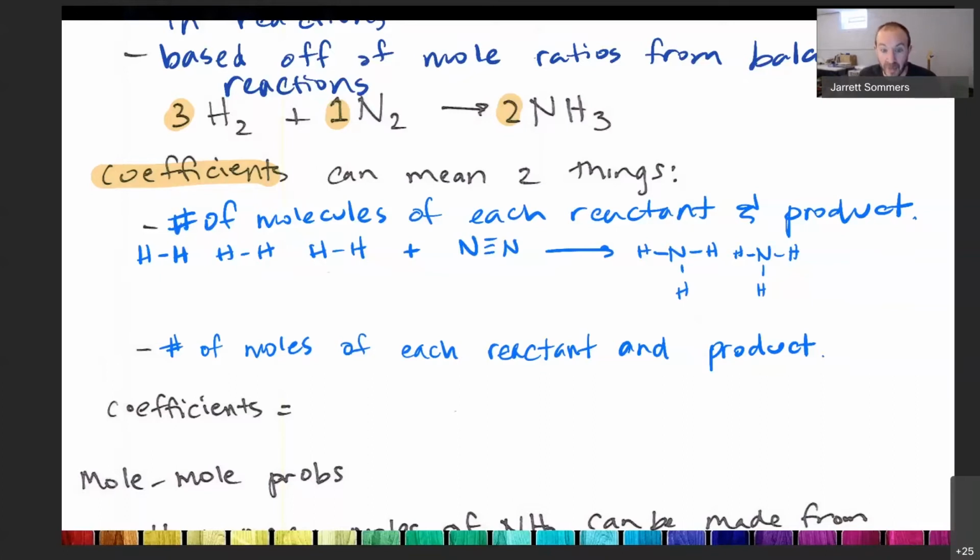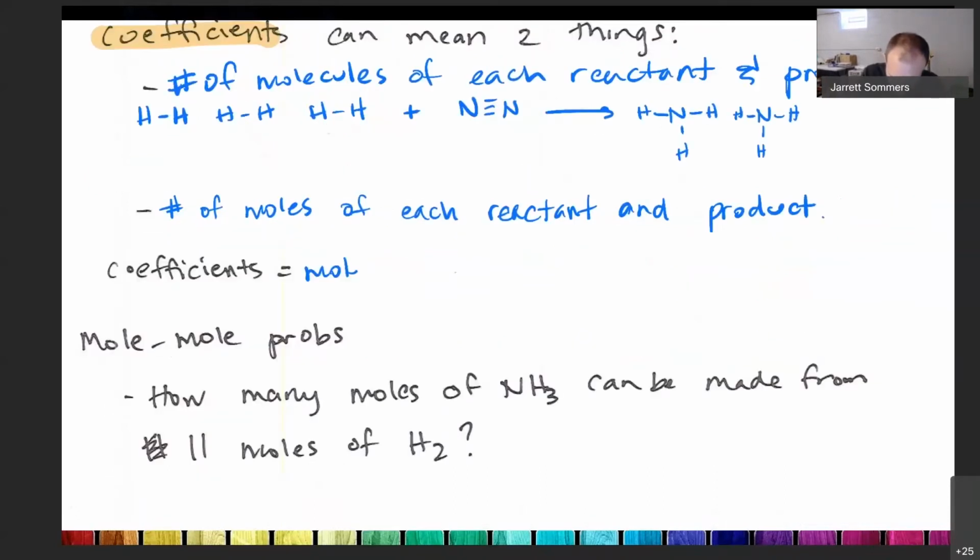Okay, so number of moles would be more important, I guess, for this class, and those coefficients are sometimes called the mole ratio. Mole ratios. Instead of talking about molecules, like one single molecule, now you can talk about moles, which is a lot of molecules, right? 6.02 times 10 to the 23rd molecules is 1 mole. And that is where you're able to do some important math.